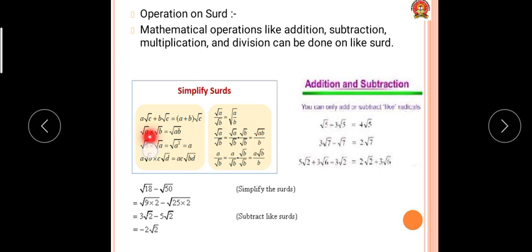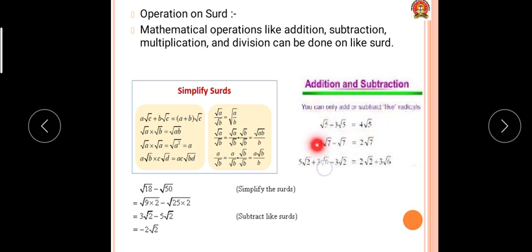Understood? Root a into root b: multiplication we can do like this. See here, a into b, root a into root a, that is a square, it will come outside as a. So a root b into c root d is equal to a into c, and in bracket square root of b into d. Division: see here, root a by root b you can write in one square root only. You can simplify in this way also. Okay, so in this way you can do.